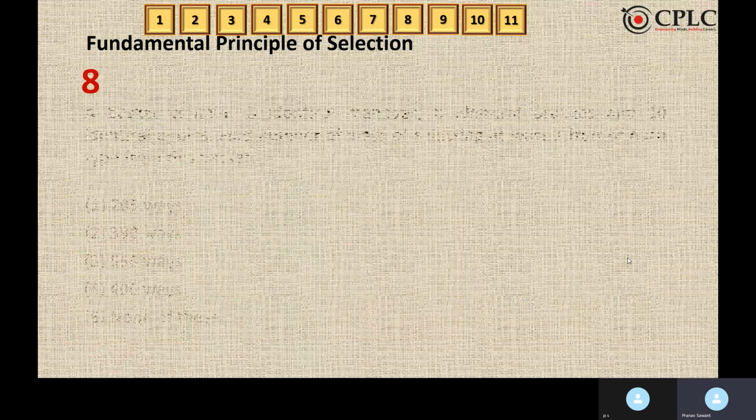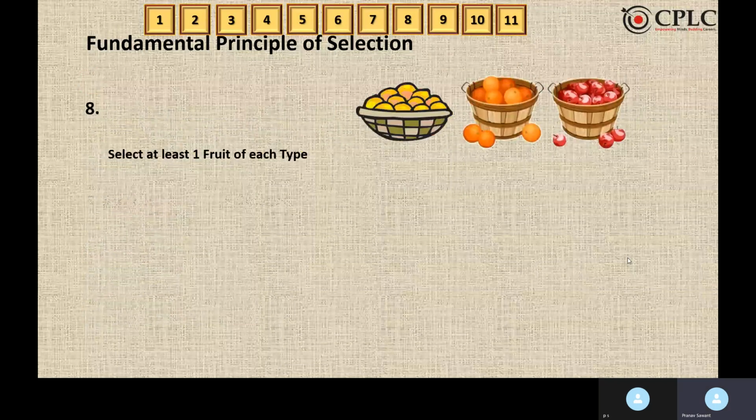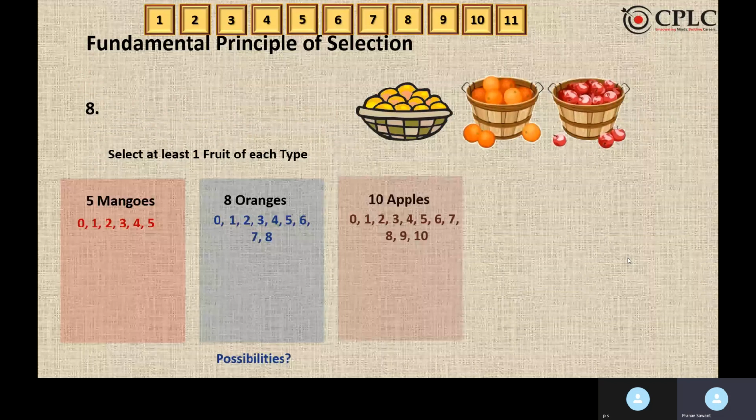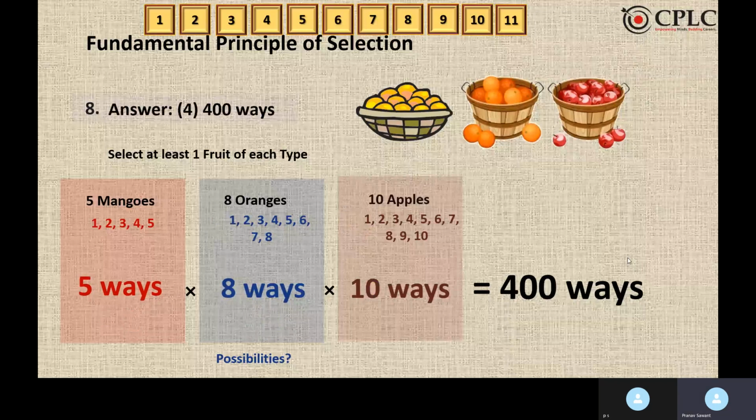Moving to the next question. Find the number of ways of selecting at least one from each type of basket. So over here, we have to eliminate the possibility of 0 from each of the baskets. So it is going to be 6 ways minus 1. We are eliminating 0's possibility from each type of basket. So minus 1, 9 ways minus 1, and 11 ways minus 1. 5 into 8 into 10, that's 400 ways. Option 4 is the answer.